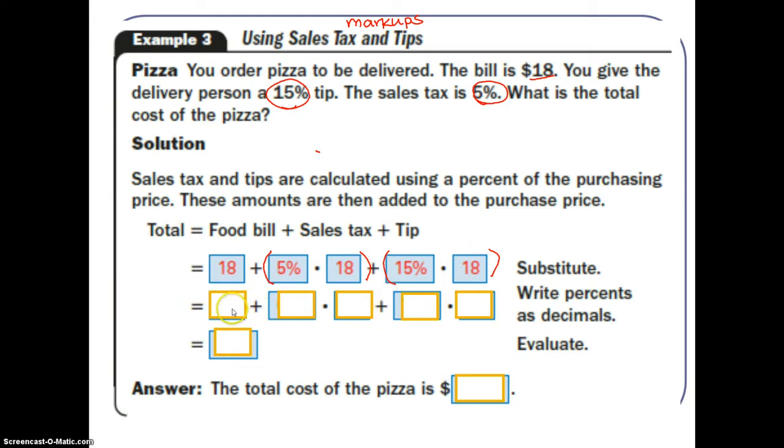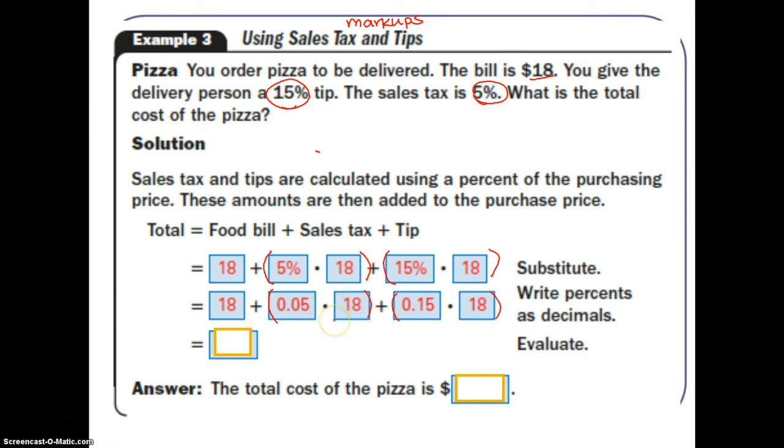So, let's first change the percents to decimals. Now, I'm putting parentheses around this, but really, if you know your order of operations, you should know you always do your multiplication before your addition. So that's why they don't put parentheses on it, because you should know that multiplication comes first.